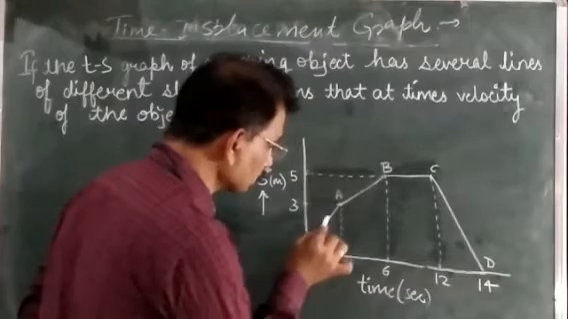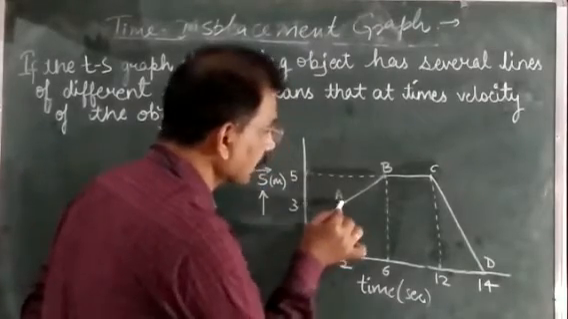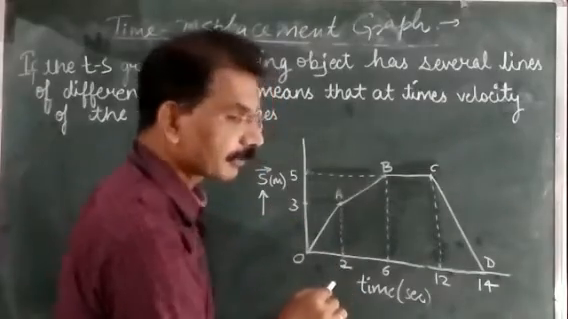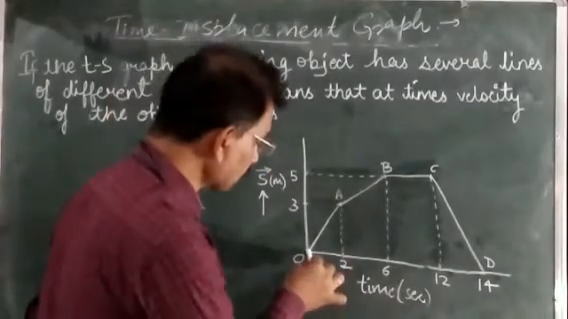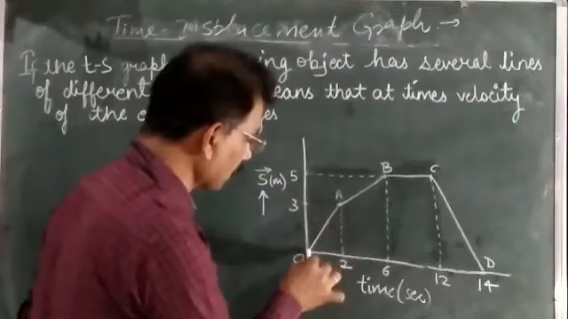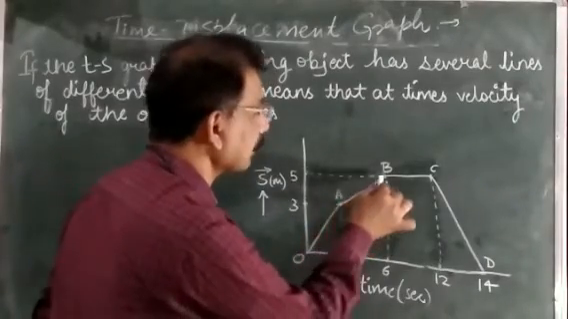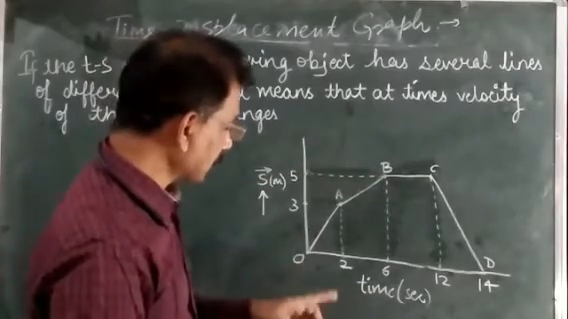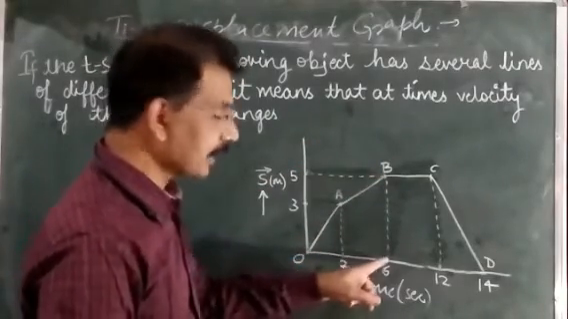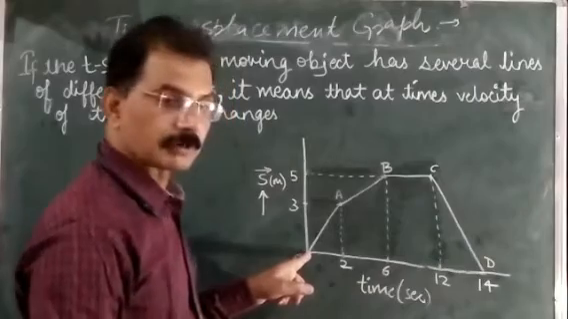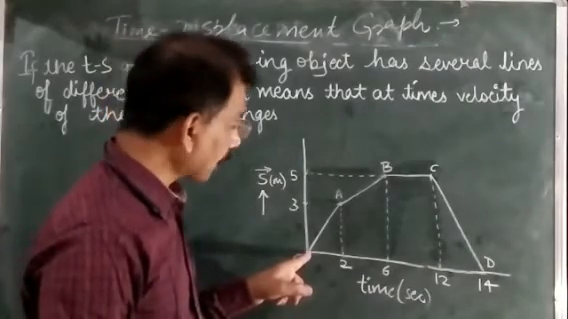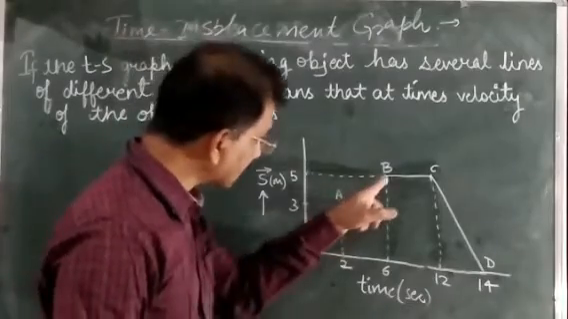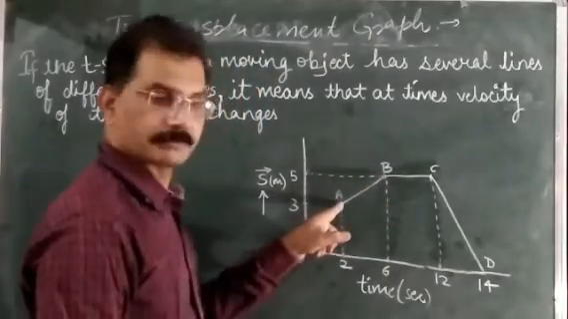Why? Because the slope of O to A is greater than the slope of A to B, and the slope of the displacement time graph gives the velocity. It means during OA the slope of this graph is greater than AB. So both OA and AB are straight lines, representing that the body is moving away from the reference point in the same direction, but the velocity along AB for this graph is less than O to A.